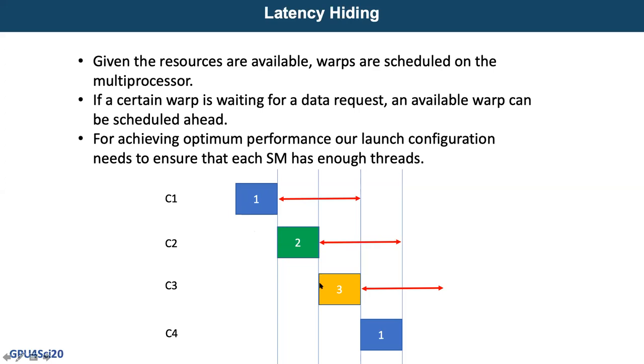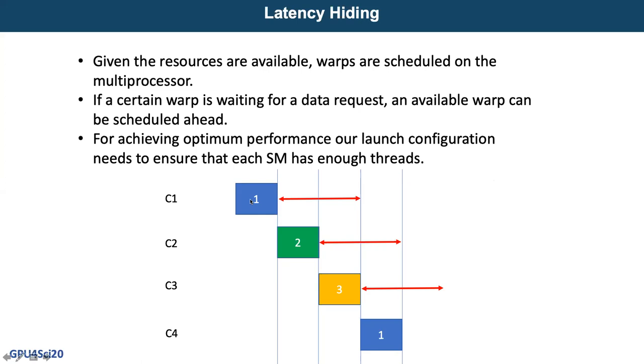The process continues till the memory request from the first warp is served and it is available to go forward. Now, in cycle four, if we had another available warp, it would be a random pick between warp one, because that is also ready to go forward, and the other available warp. So what we can take away from this figure is that the more work the device has available, the better it will be able to hide latency.